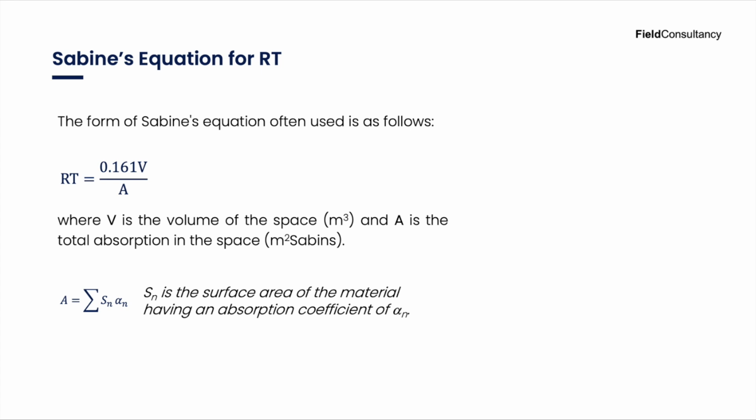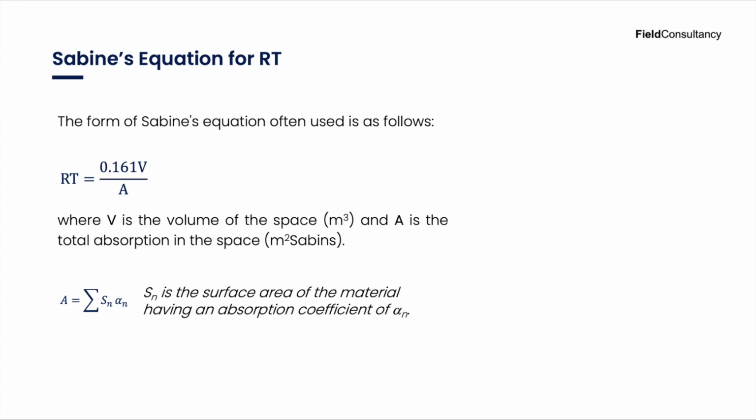Let's have a look at the Sabine's equation for reverberation time. The form of the equation that is used most often is reverberation time, or RT, is equal to 0.161 multiplied by the volume of the space divided by the total area of absorption in the space. So let's have a look at this equation in detail.